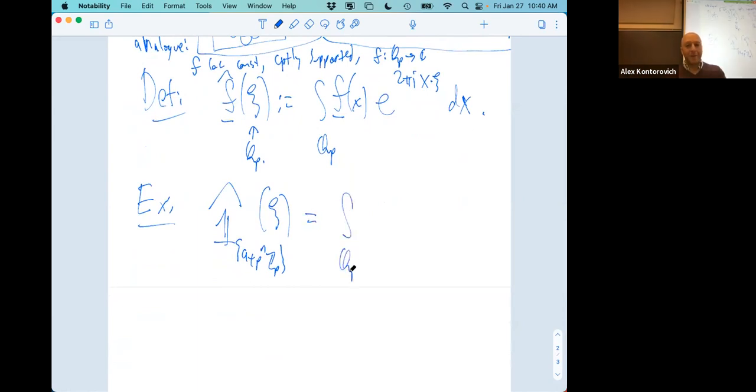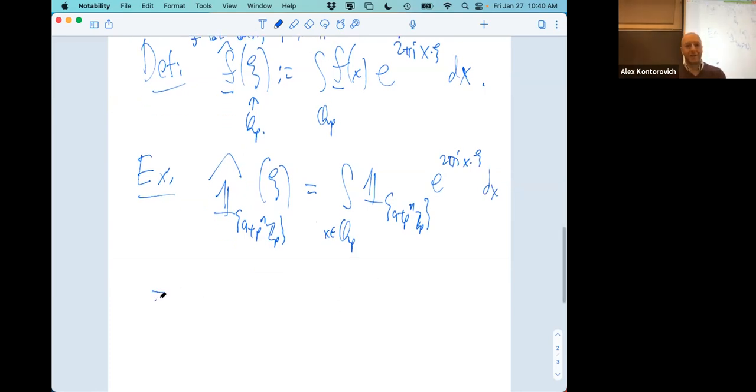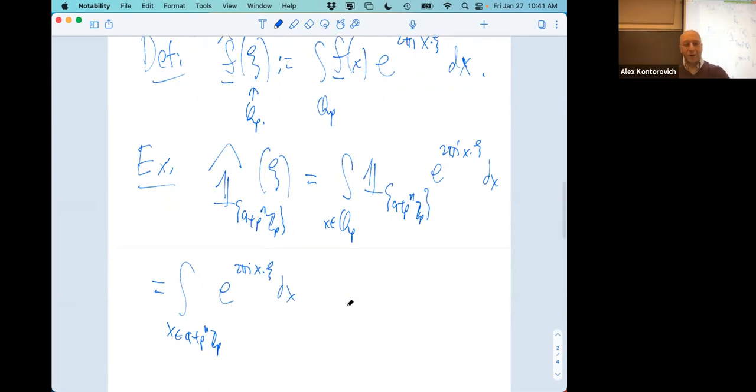So it's an integral over Qp. The function is the indicator function of a plus p to the n Zp, and then e to the 2 pi i x times this fixed number c, dx, where x is ranging over Qp. The beautiful thing about indicator functions is now I can restrict x to be in this set, a plus p to the n Zp. So that has restricted the range. And now I'm integrating e to the 2 pi i x c dx. So far, so good.